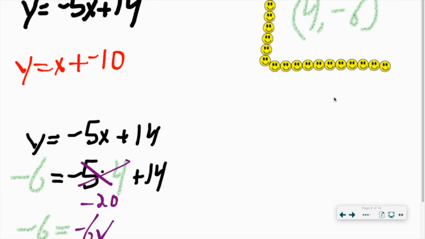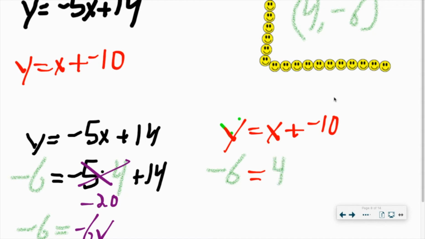Now we're going to jump over to the next equation. Write that down somewhere. Y equals x plus a negative 10. I did it mentally, Mr. Walls. Great. If you can do that, fine. But if it says to check and you are required to check, then you are also required to show the work. If not, it never hurts to do a mental check quick.